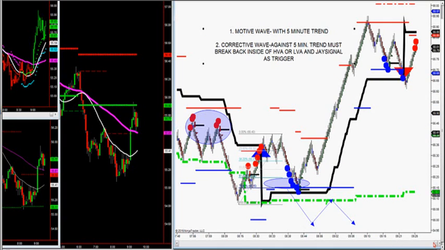Now, a motive wave would be what? A motive wave would have to get back below low value area, and then you look for an ABC short. So there's two waves: a corrective wave and a motive wave.